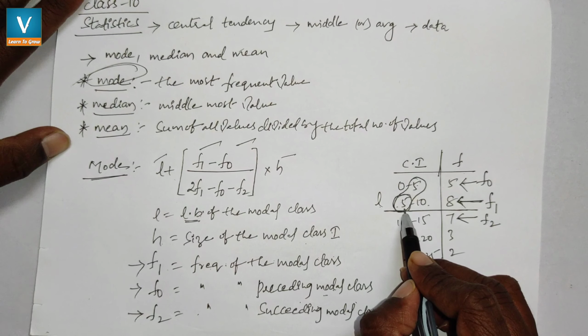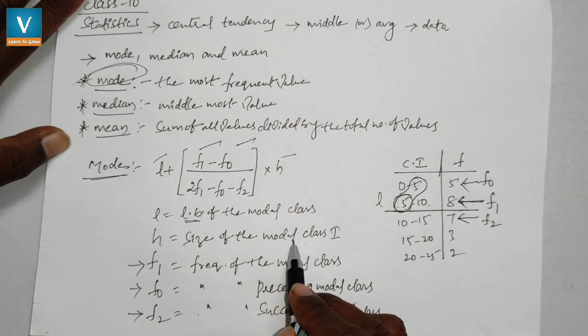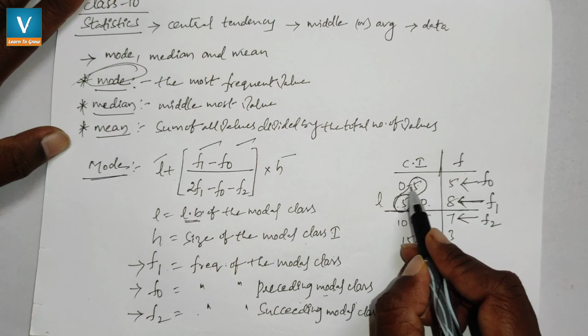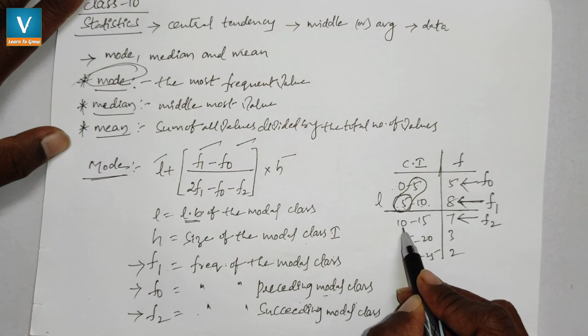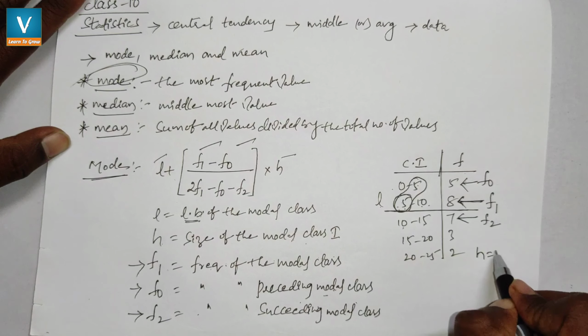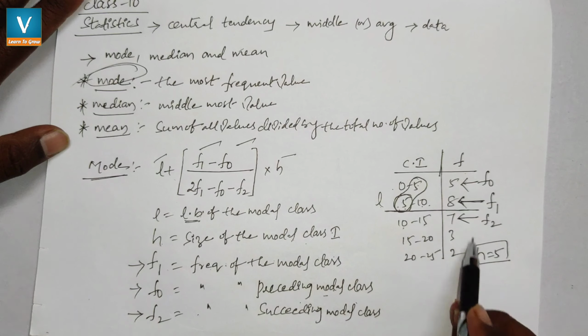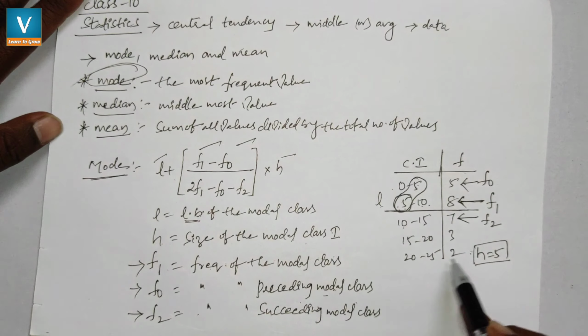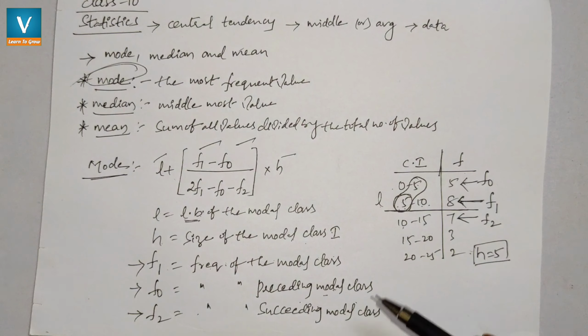How much is there here? 5. Okay. And coming to H. H is what? Size of the modal class interval. So the difference: 5 minus 0 is 5, 10 minus 5 is 5, 15 minus 10 is also 5. So H value is 5. The difference between the lower boundary and the upper boundary indicates H. So like this, we have to identify each and every term using the formula.